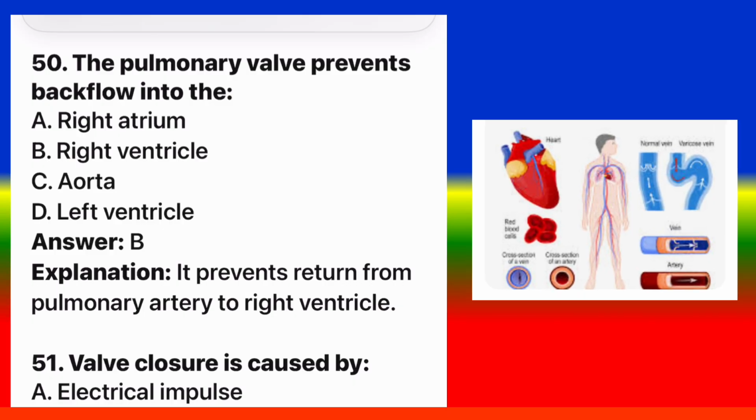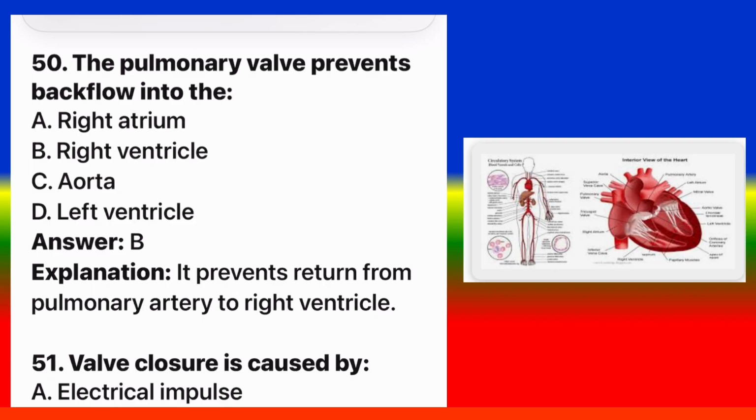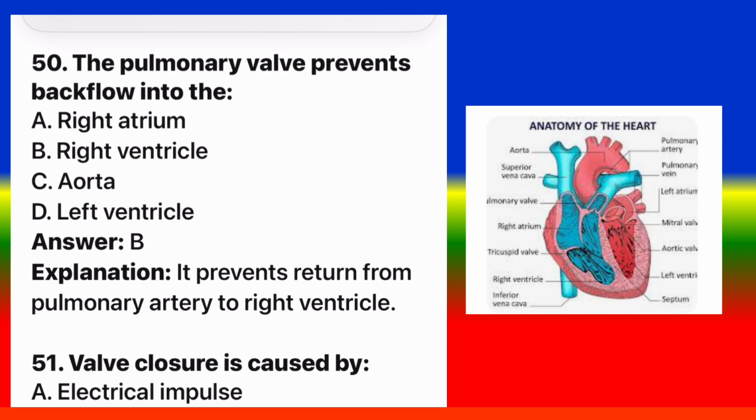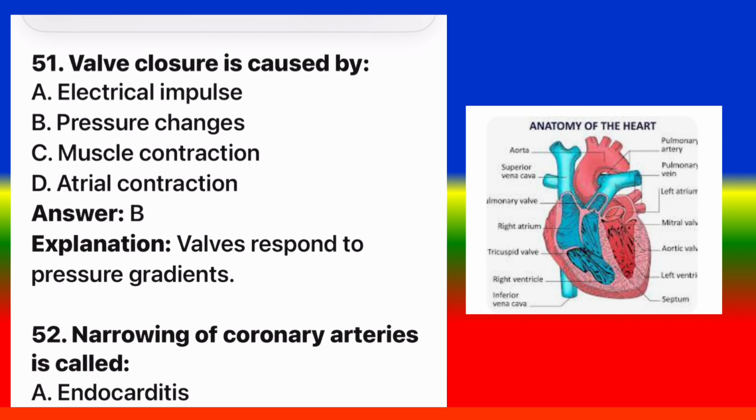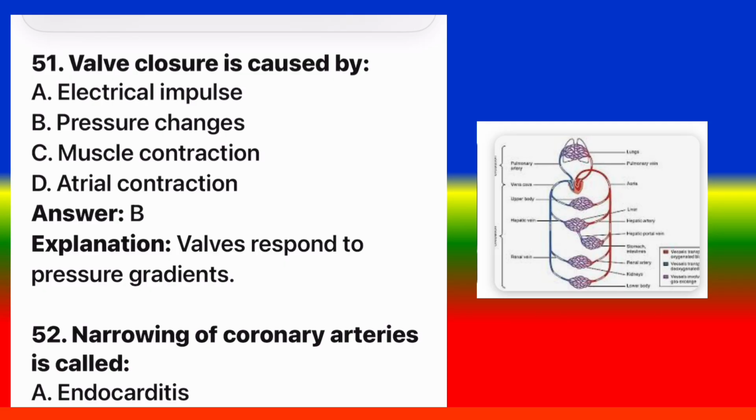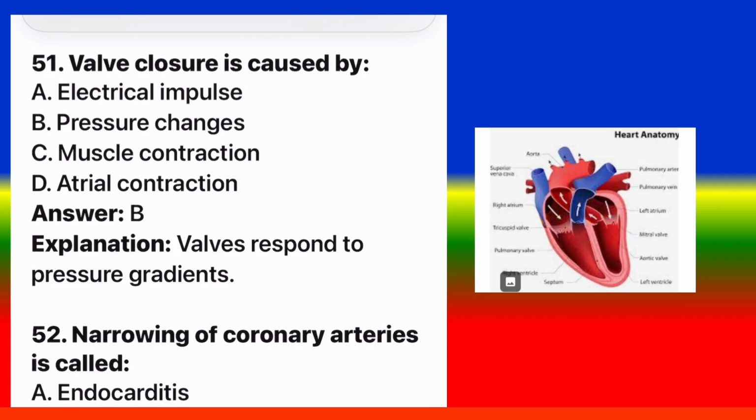50. The pulmonary valve prevents backflow into the: A. Right atrium, B. Right ventricle, C. Aorta, D. Left ventricle. Explanation: it prevents return from pulmonary artery to right ventricle. 51. Valve closure is caused by: A. Electrical impulse, B. Pressure changes, C. Muscle contraction, D. Atrial contraction. Answer B. Explanation: valves respond to pressure gradients.